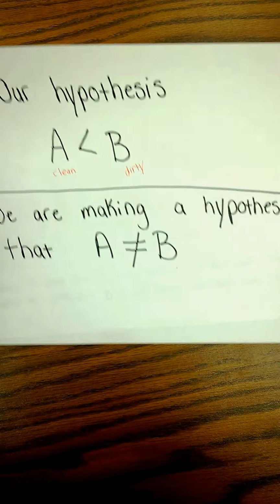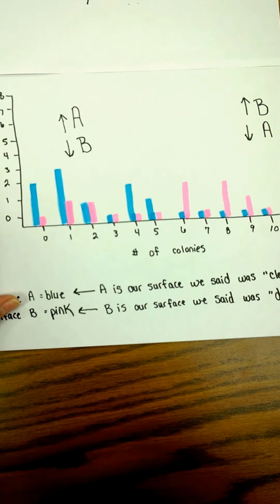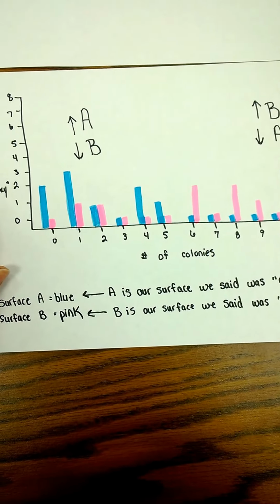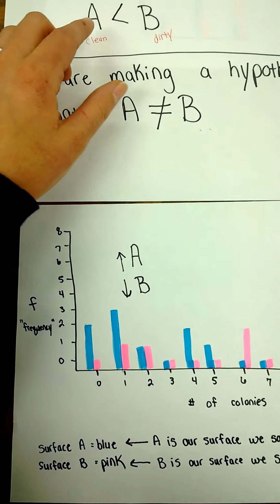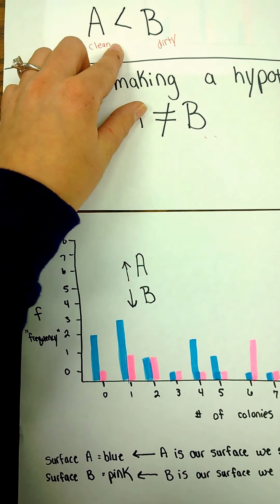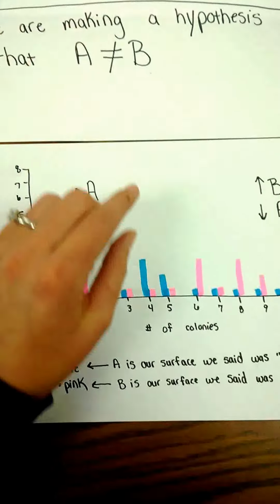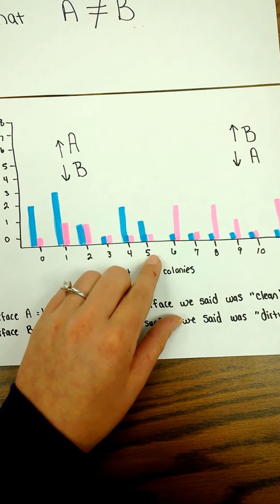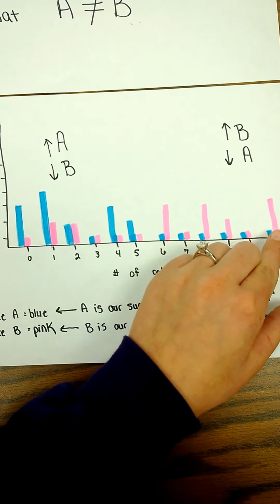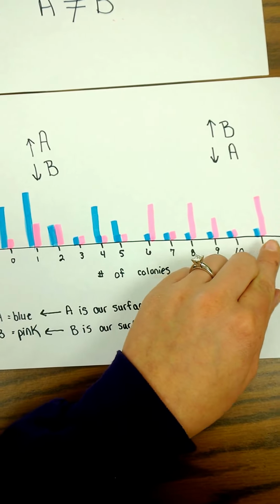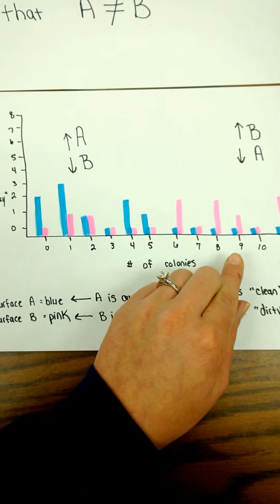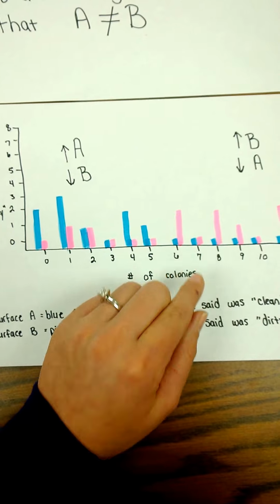So in this case, with our graph we created, we can say, yes, our hypothesis that surface A has less bacteria than surface B is supported because it shows that surface B has higher amounts of bacteria than surface A.